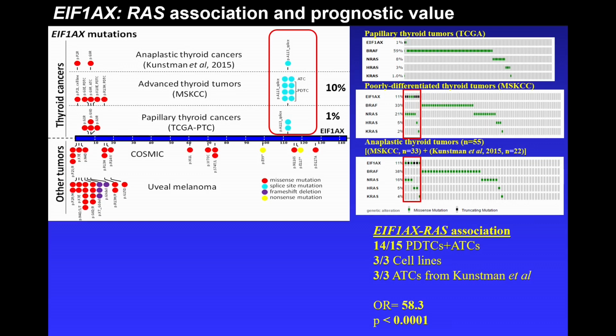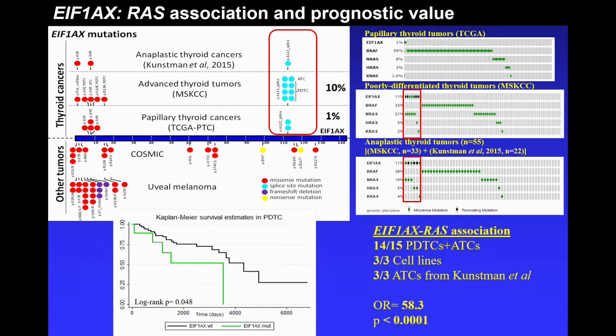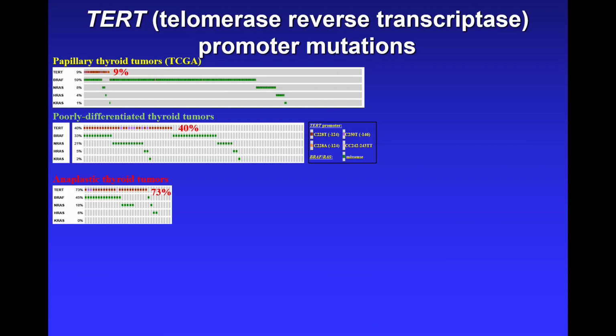So if you look at the papillary thyroid carcinoma, it's mutated in 1%, and poorly differentiated 10%. And here what was interesting is that you can see that with this gene, you can also stratify the patients with poorly differentiated thyroid carcinoma. Those with the EIF1AX do worse. But perhaps the most promising finding is with TERT promoter mutations.